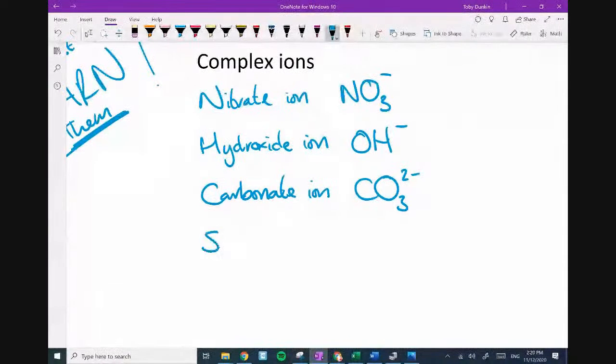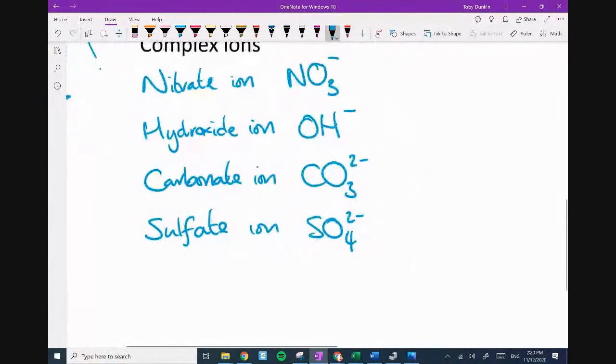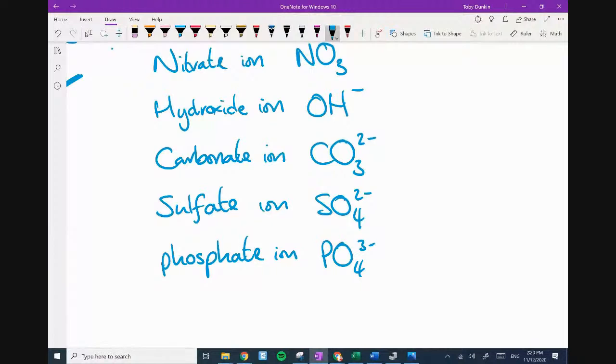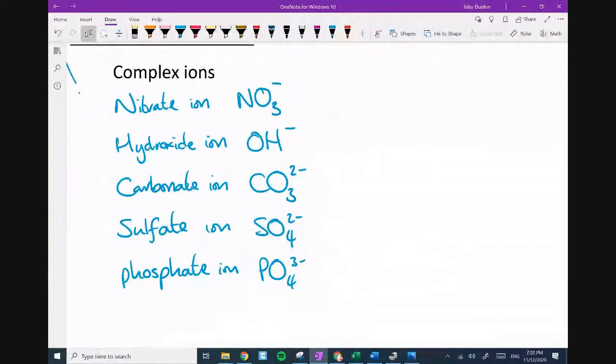Last one, sulfate. It's not the last one, by the way. Sorry. Sulfate ion. Last one for NOx. SO4 2-. Okay. Next one, phosphate. Phosphate ion, PO4 3-. Okay. So those are all the negative ones that you need.